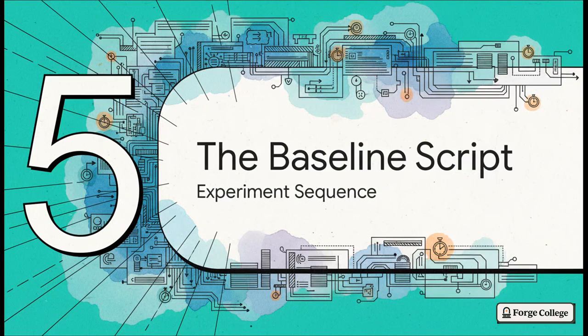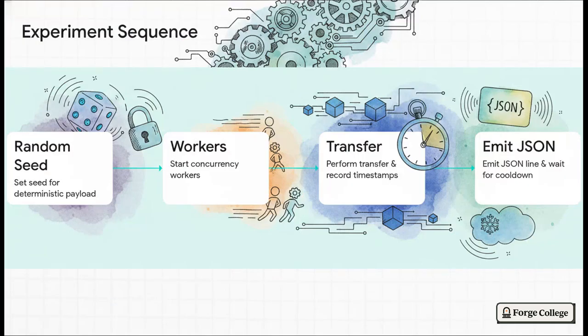Part 5. Building the baseline script. Here is our experiment sequence. This is the exact sequence to fire up our testing accelerator. Step 1, set a random seed, ensuring our payload content is completely deterministic. Step 2, start up your concurrency workers. Step 3, perform the transfer and record the precise start and end timestamps. Step 4, emit a JSON line with your data and trigger that cooldown phase.